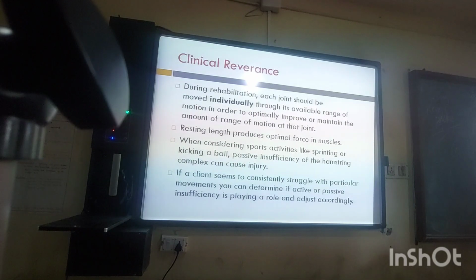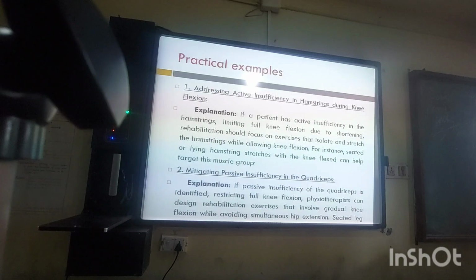Okay, if you are stuck somewhere, the last resort is you should look into whether it is a multi-joint muscle and you are not able to achieve the kind of strengthening you are required to do. So please look into active and passive insufficiency. Fine. Now, I have 4 examples here which I want to discuss. Addressing active insufficiency in hamstring during knee flexion.